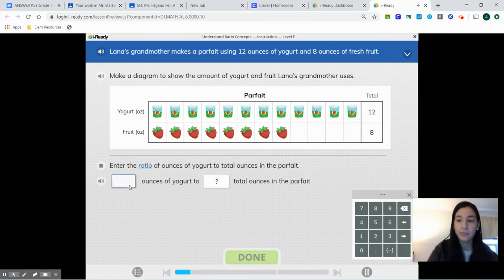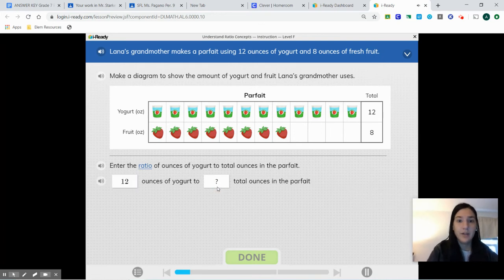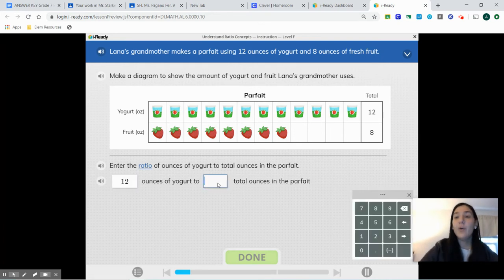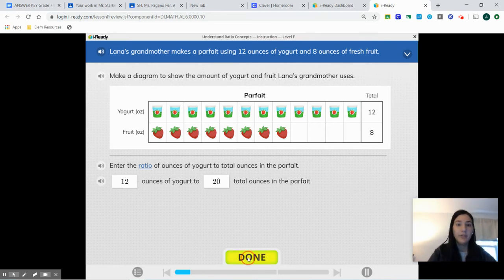Enter the ratio of ounces of yogurt to total ounces in the parfait. So we have 12 to total in the parfait. We see that we have over here, we have 12 yogurt and 8 fruit. So we add them together. 12 plus 8 would give us 20. So there are 20 total ounces in the parfait.